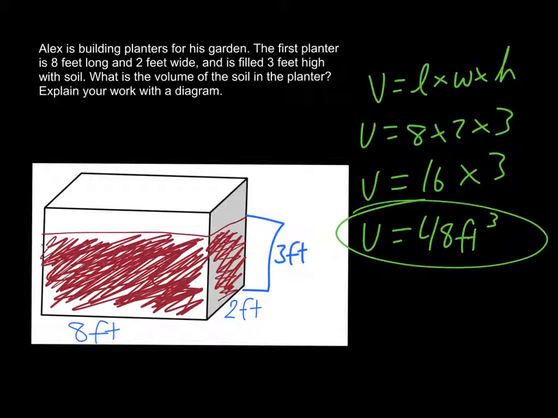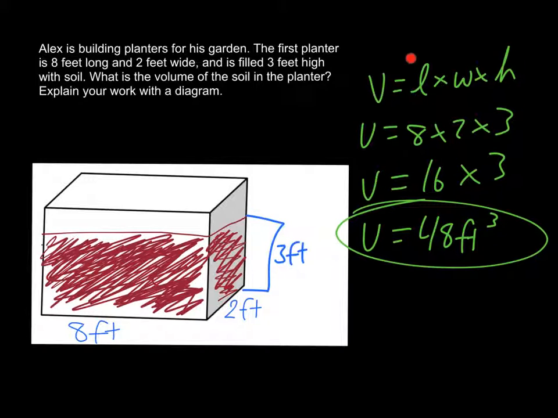Okay. When I solved this, the first thing that I did is I have this planter, and I drew in the dimensions. I started with my 8 feet long, my 2 feet wide, and then I drew in the soil that he put in. And I have 3 feet high of that. Remember, it might not fill the entire container. We don't know. It doesn't tell us the height of the container, but we don't need to know the height of the container.